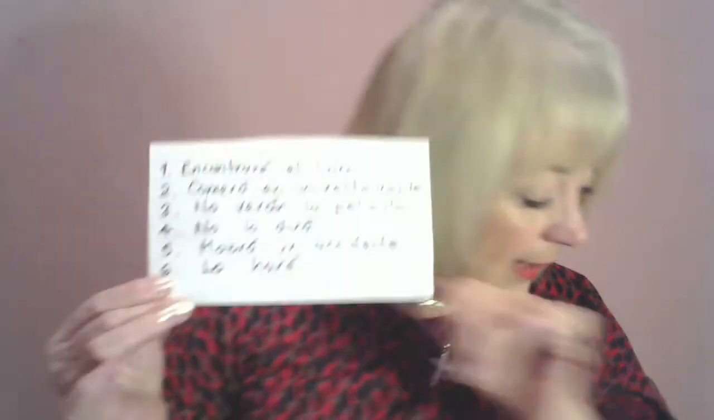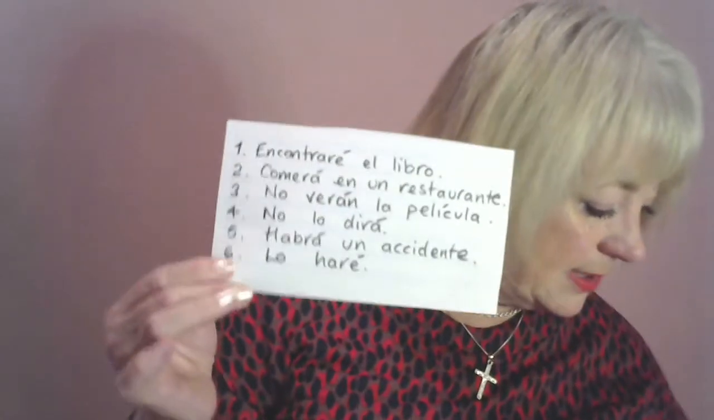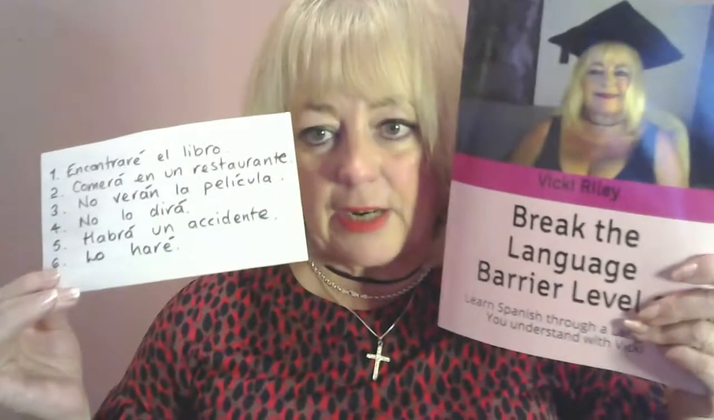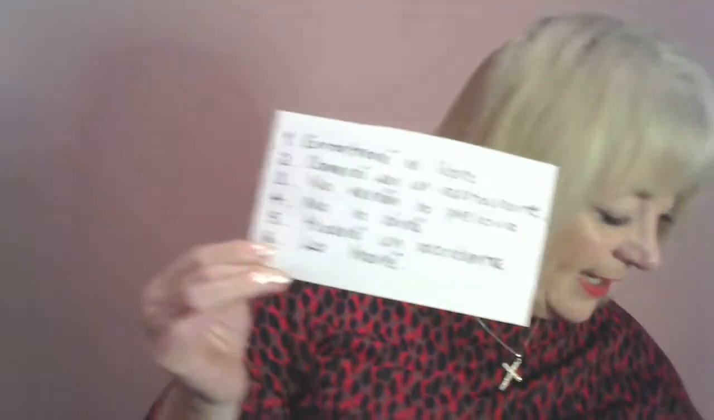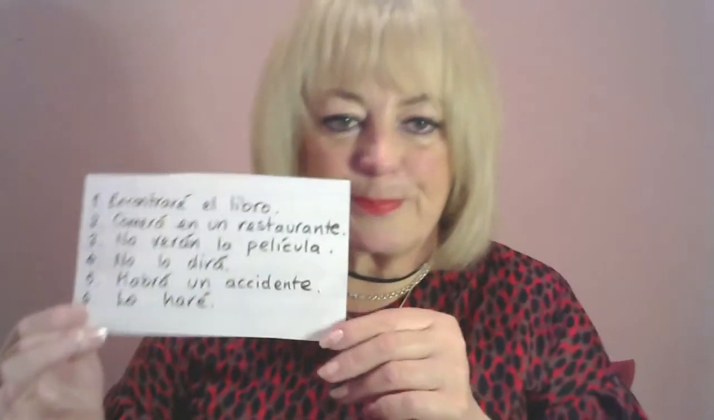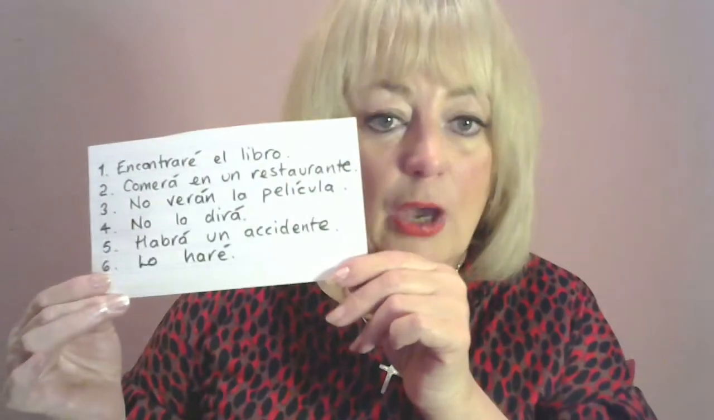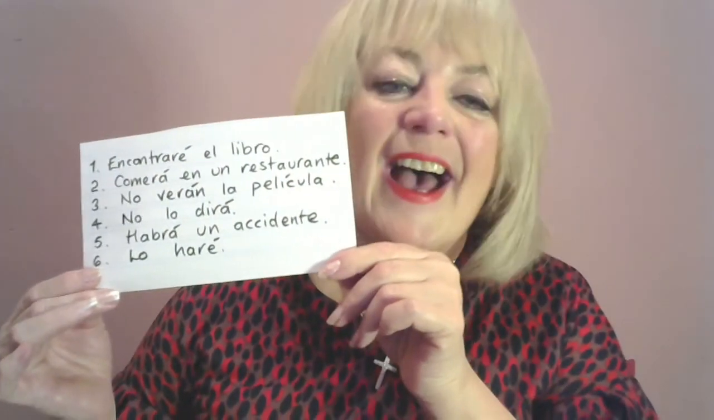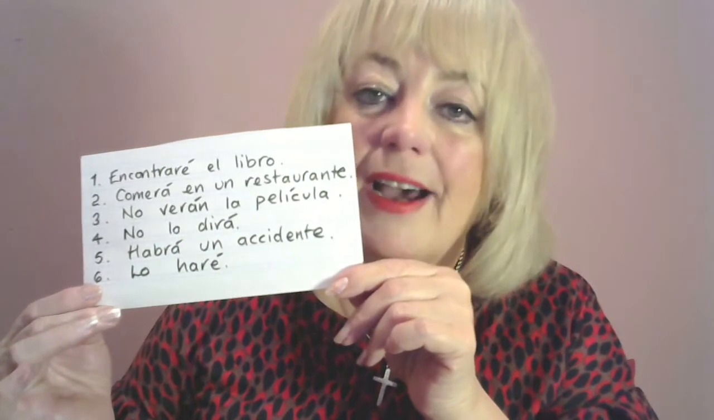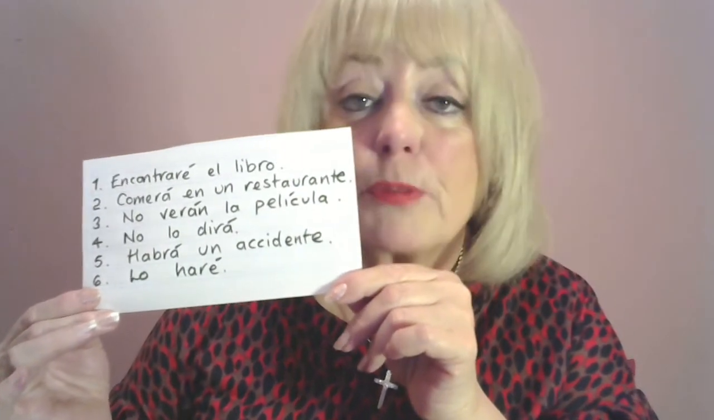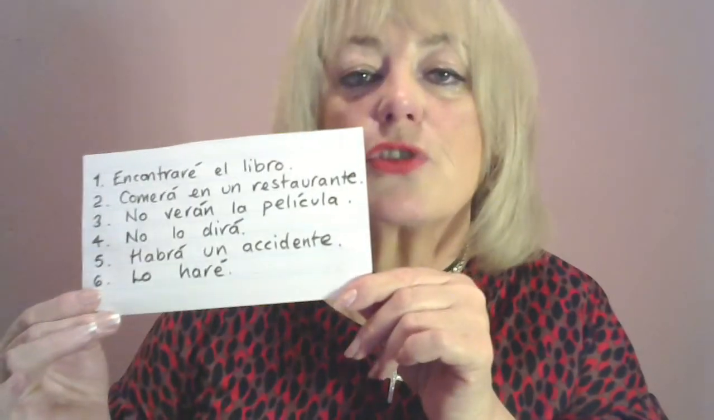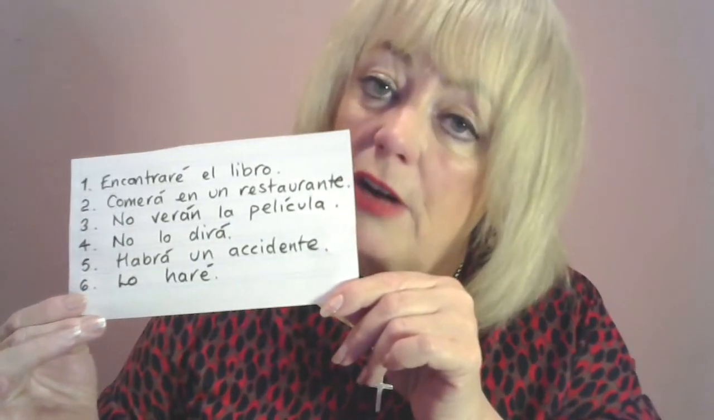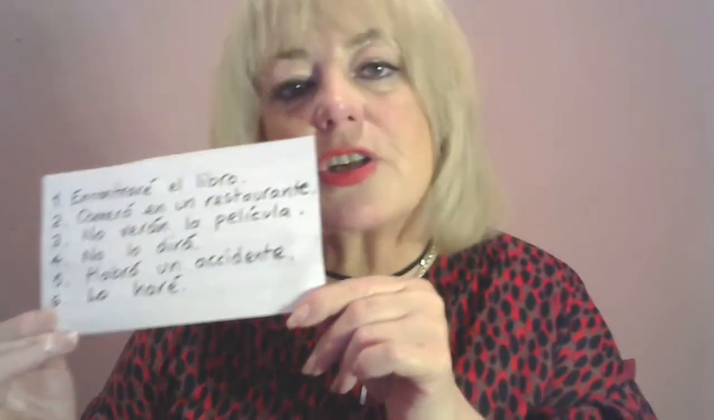Pronouns are in level 2 book. This is where I tell you about the direct object pronouns. So if you don't know about pronouns and where to put them, you need the level 2 book. Okay, or the videos. Número 5, habrá un accidente. That's from the verb haber, because there will be is the future tense of there is or there are. Hay. Future, habrá.